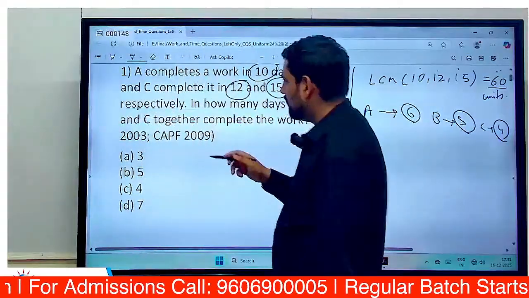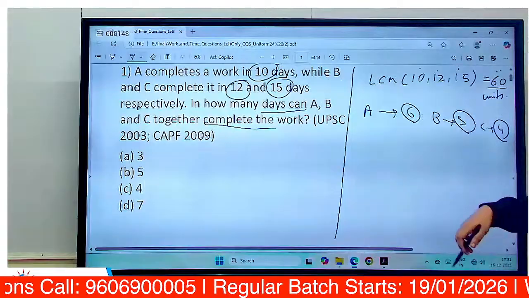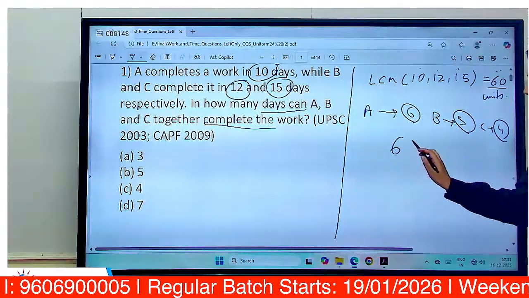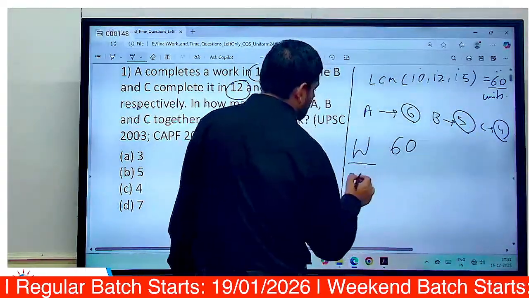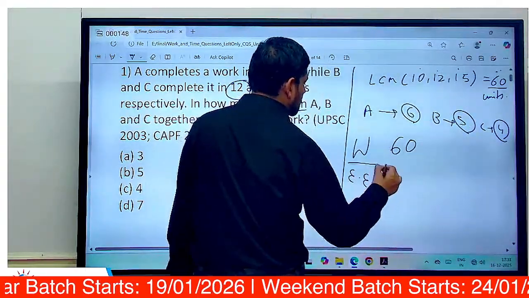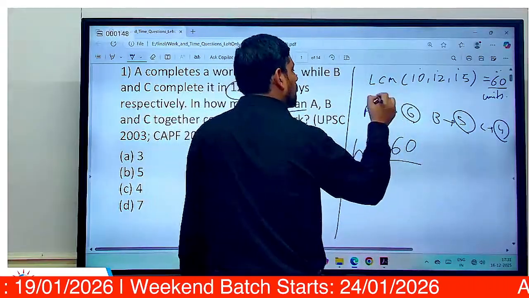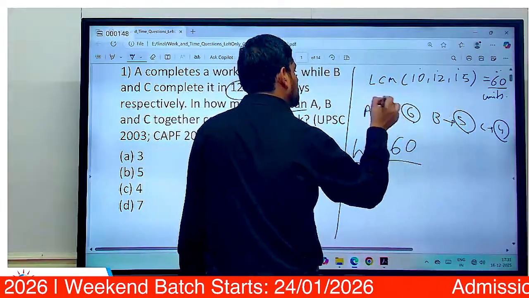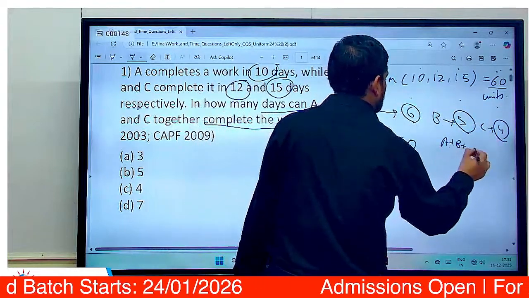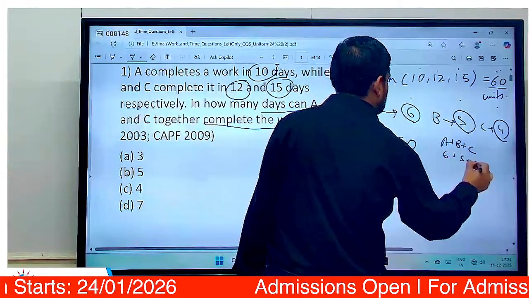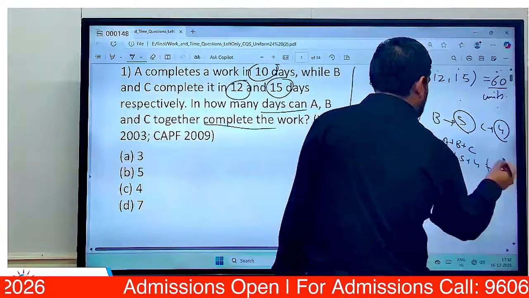Then it is asking you, in how many days they can together complete the work. So here total work is 60. If they are asking time, eventually it will become work upon effective efficiency. This will be equal to time. So 60 divided by, now it is saying all three of them together, so 6 plus 5 plus 4. So A plus B plus C is equal to 6 plus 5 plus 4. That is 5 plus 4, 9, 9 plus 6, 15.